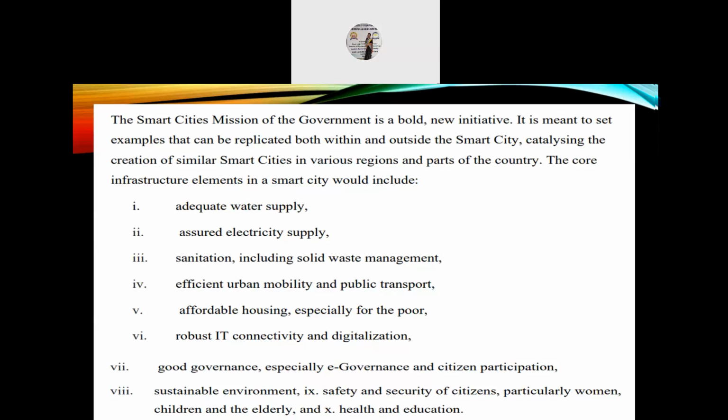The core infrastructure elements in a smart city would include adequate water supply, assured electricity supply, sanitation, including solid waste management, efficient urban mobility and public transport, affordable housing, especially for the poor, robust IT connectivity and digitalization, good governance, especially e-governance and citizen participation, sustainable environment, safety and security of citizens, particularly women, children, and elderly, and health and education.